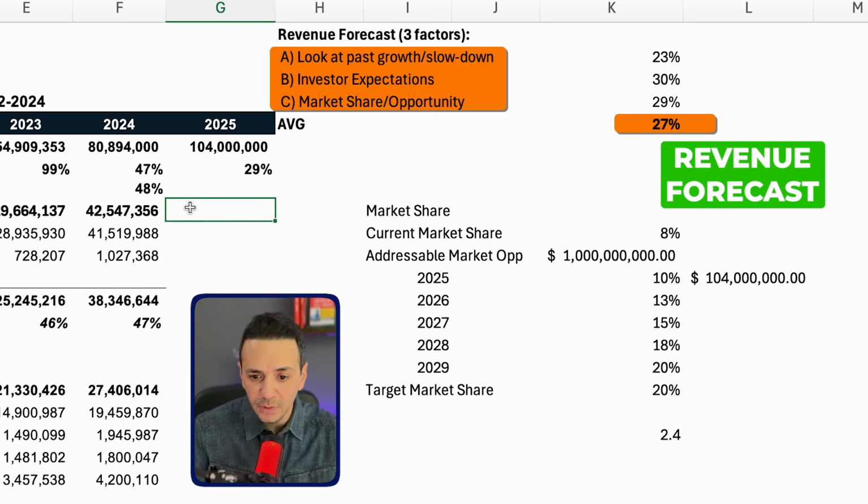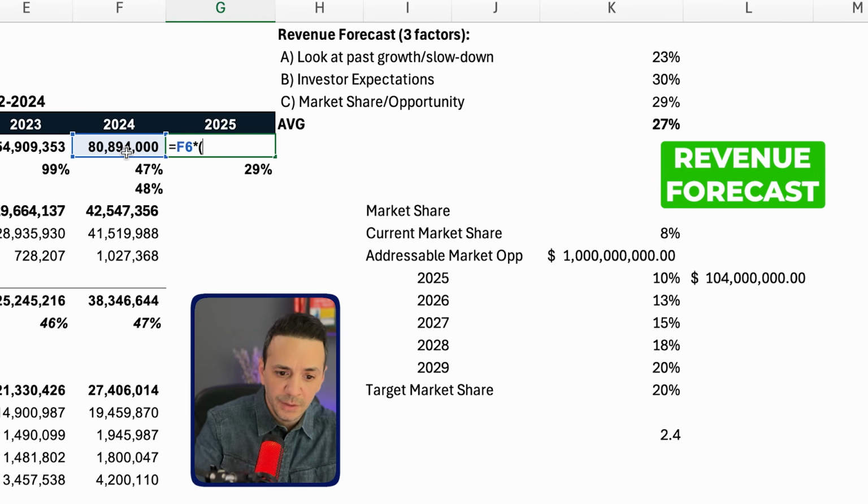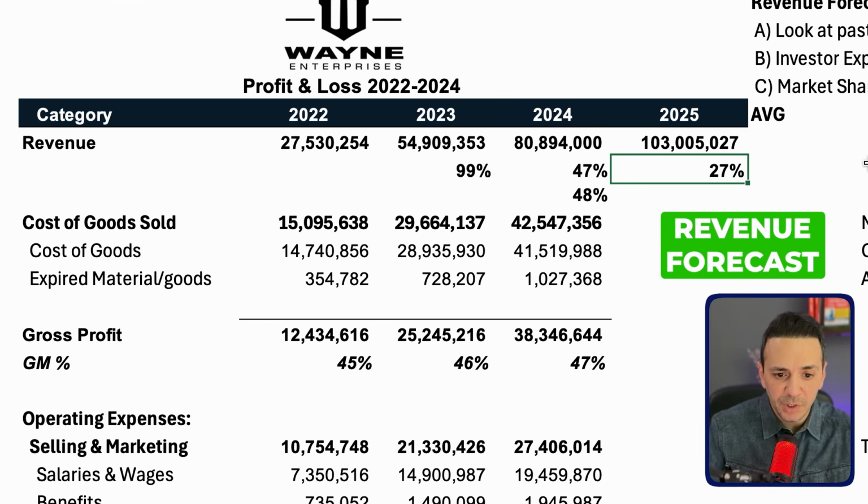Okay, so we know revenue is going to grow by 27% based on this analysis. We are comfortable having done our diligence in this case. So let's go ahead and plug that in. The revenue will be equal to prior year number multiplied by 1 plus this average number that we got here. So it's going to be 103 and 5,000. Okay, so now we have the revenue number for next year.